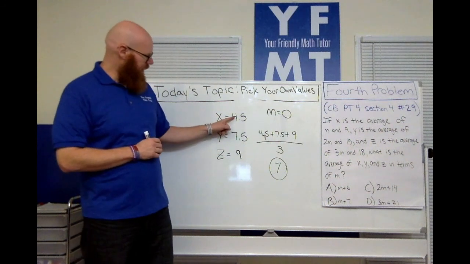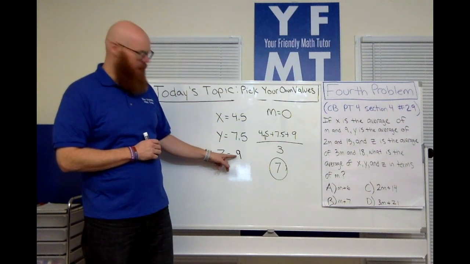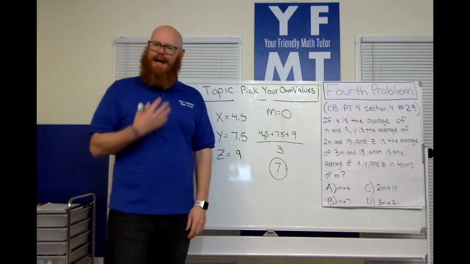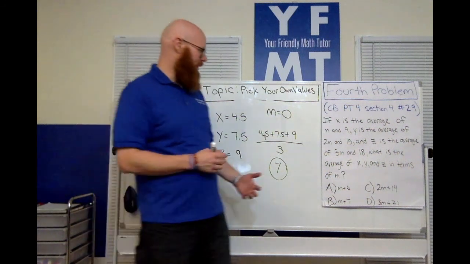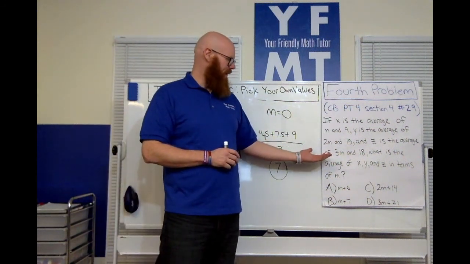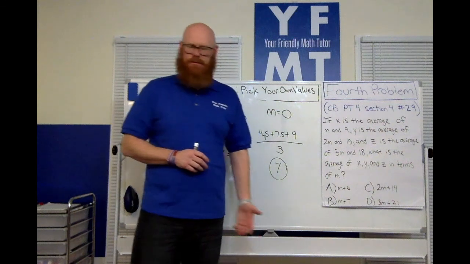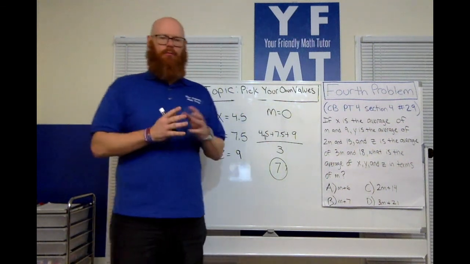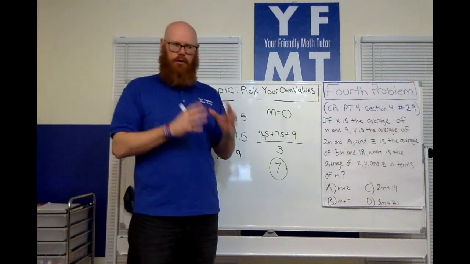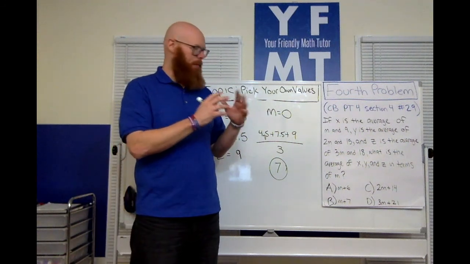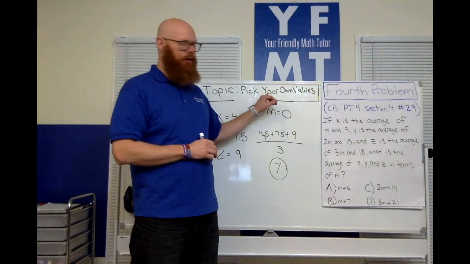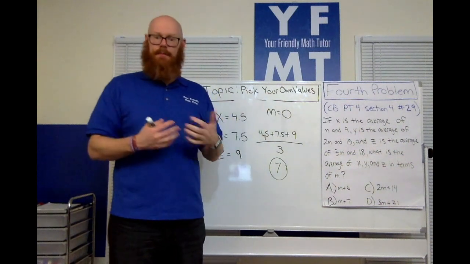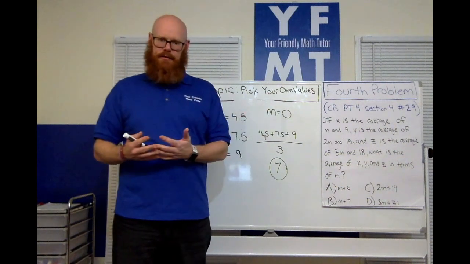And if I say find the average of 4.5, 7.5, and 9, you are going to know exactly what I'm talking about, as opposed to Z is the average of 3M and 18. Some of you, that can be confusing, and there's nothing wrong with that. The key for you is to try to take the problem and make it easier. And picking your own values, I believe, is a way to make those types of problems easier.